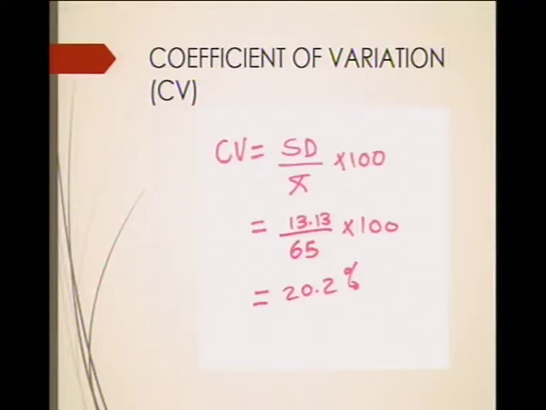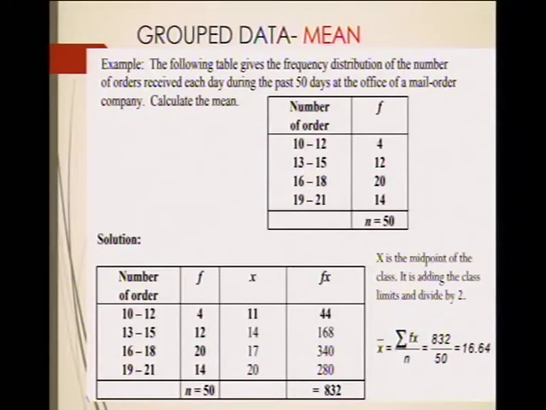The standard deviation, we got 13.13. We divide it by the mean, which is 65. You multiply by 100, you get 20.2%. Remember, anything that you multiply by 100 is percent. Then we move on to grouped data. We start with the mean.